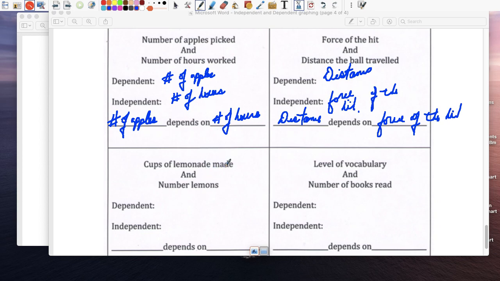Cups of lemonade and the number of lemons. Well, the number of cups of lemonade depends on the number of lemons that you use. So the dependent would be the cups of lemonade, and the independent would be the number of lemons.